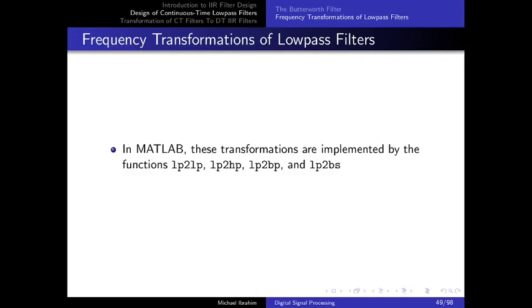And this will be it for today's lecture. In the next lecture, we will learn about transforming this continuous time filter into a discrete time filter.